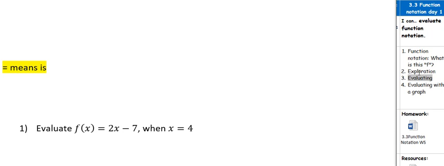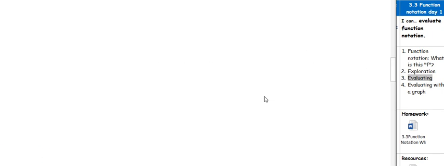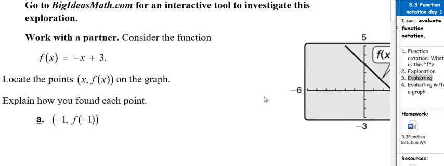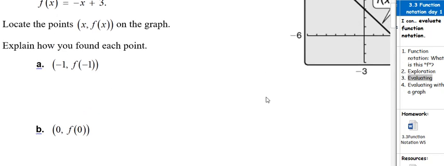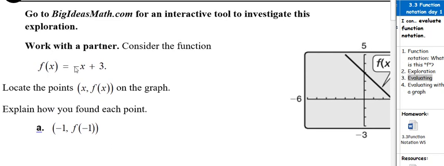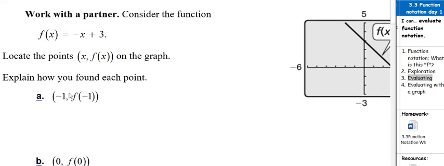Right now we're doing the exploration though. So this is going to be on your own. I'm going to do the first one with you. So this is back to that first page. Consider the function f of x equals negative x plus 3. Locate the points on the graph. So what we have to do here is we have to take negative 1 and plug it in and then see what we get out.